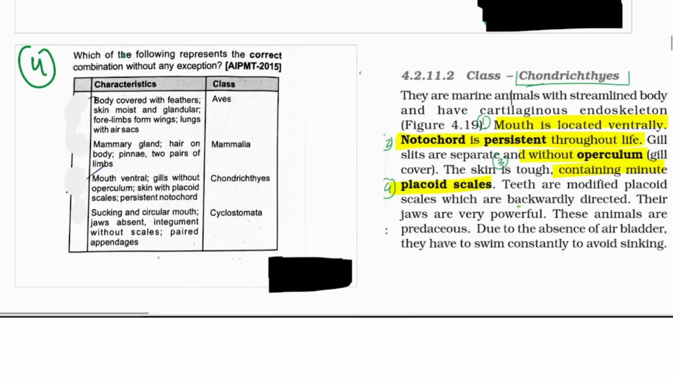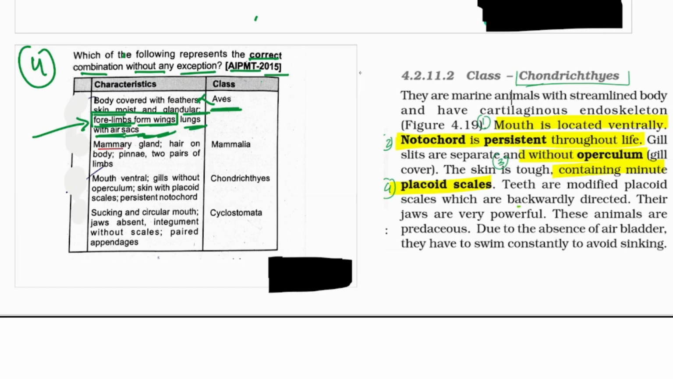That question is asking which of the following represents the correct combination without any exceptions, meaning there should be no exceptions. It came in AIPMT 2050. Body covered with feathers, skin moist and glandular, forelimbs as forewings, and lungs with air sacs, they are saying for Aves. It is not like the body is covered with moist skin, that is okay. Lungs with air sacs and forelimbs forming wings, actually forewings is correct, but glandular skin and these lung sacs are not correct for Aves. So it is incorrect.